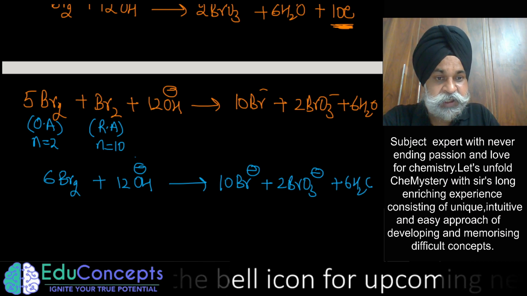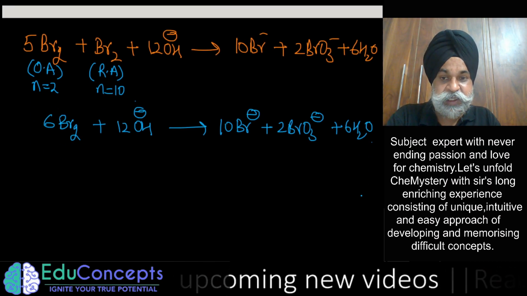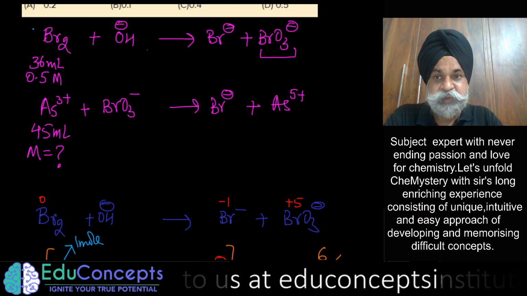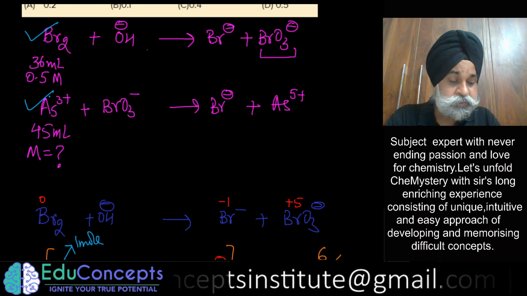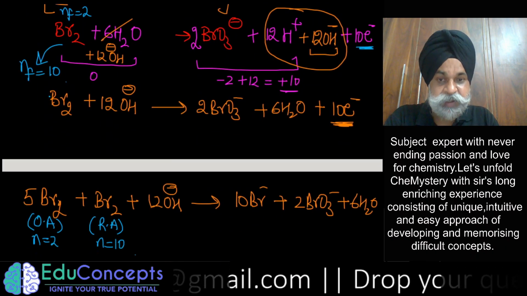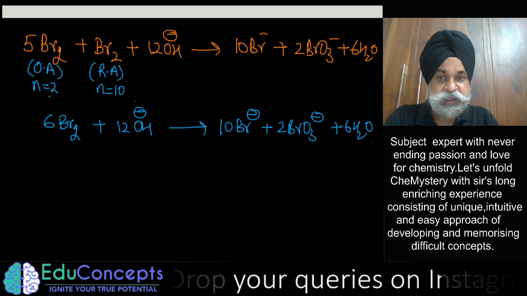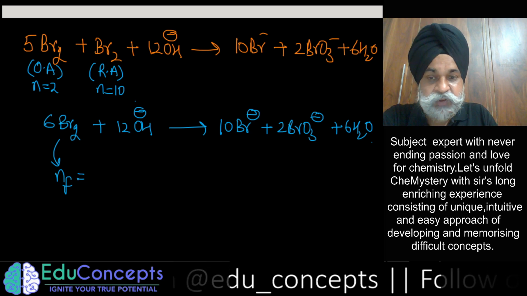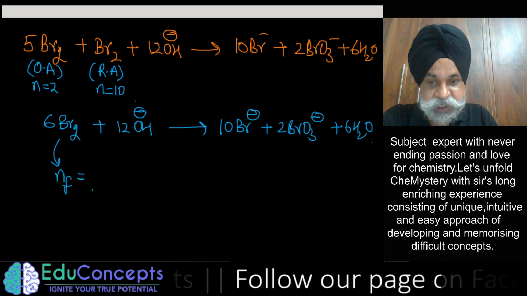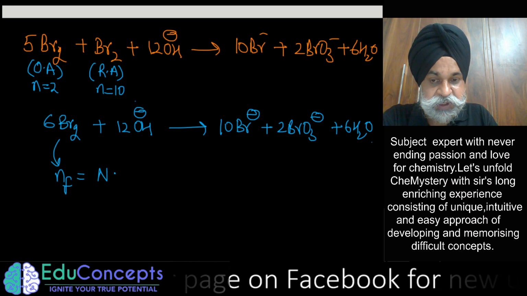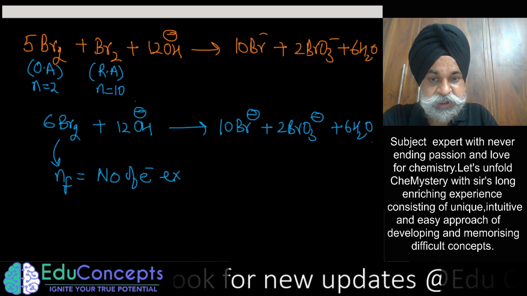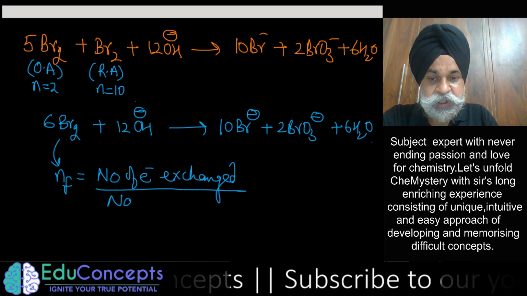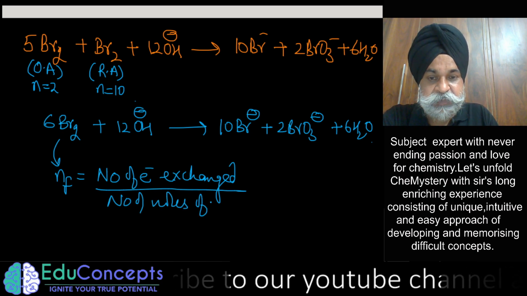Just give me a second. Okay, let me balance the other equation which was there. This first equation we have balanced, because balancing is required in mole concept. And if I have to find the overall n factor during any disproportionation reaction, it is equal to the number of electrons exchanged upon the number of moles of substance taken.